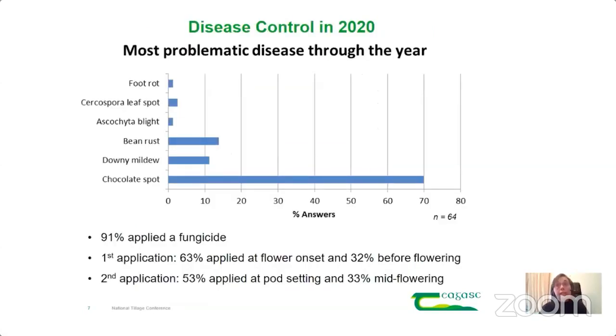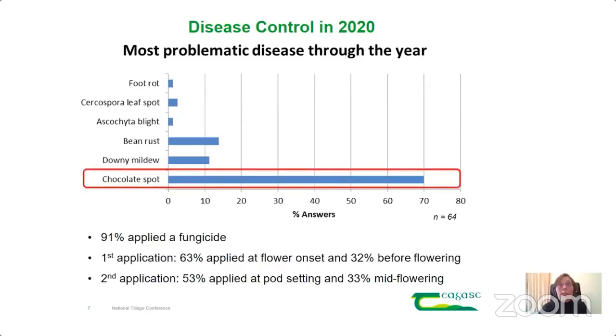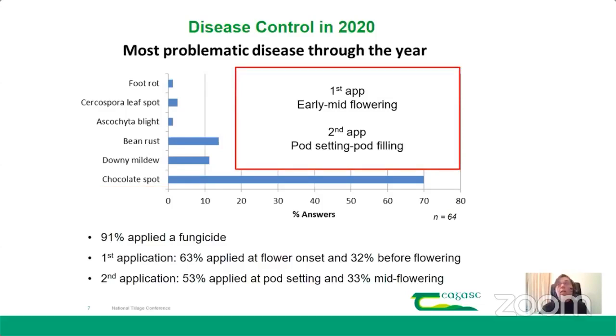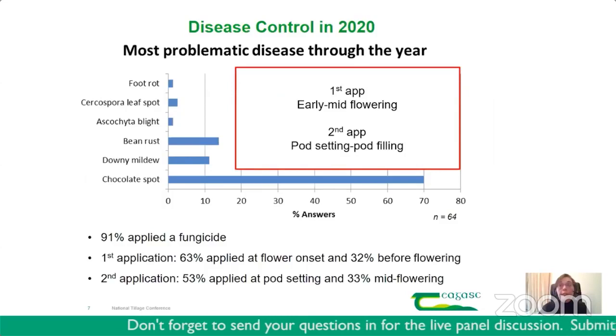Another known factor that decreases yield is disease. The most problematic disease through the last season was chocolate spot. Teagasc research has shown that the most effective fungicide program comprises 2 applications, the first in early to mid flowering and the second at pod setting or pod filling. This is also supported by PGRO research in the UK.